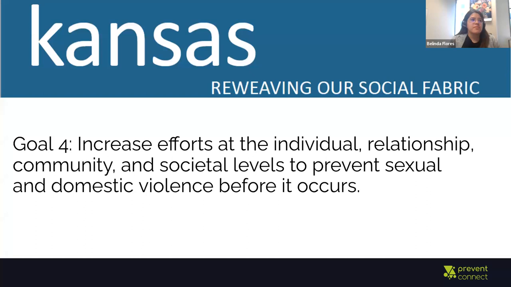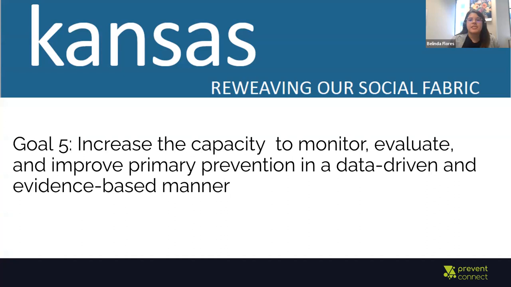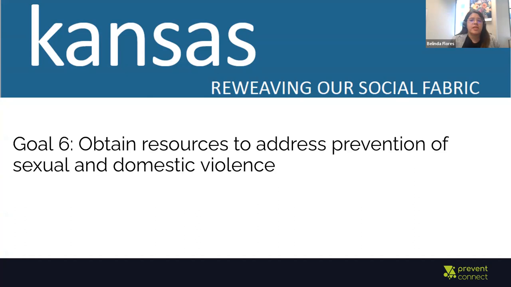Goal five, increase the capacity to monitor, evaluate, and improve primary prevention in a data-driven and evidence-based manner. With this, we hope that that is done through considering health equity with that data as well. Goal six, obtain resources to address prevention of sexual and domestic violence. Not much to add there, just looking for additional resources to support our work.